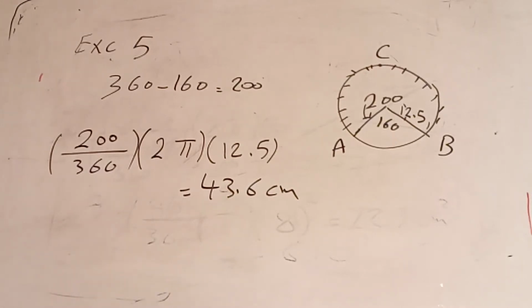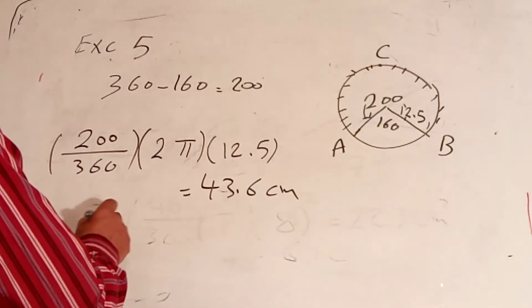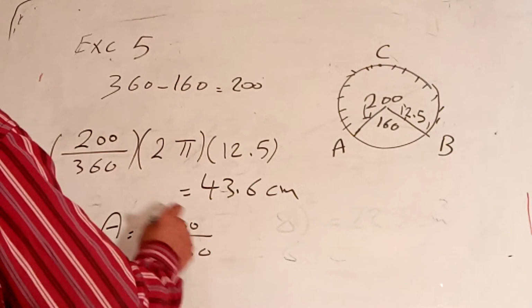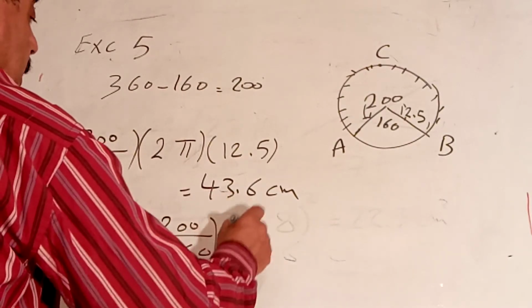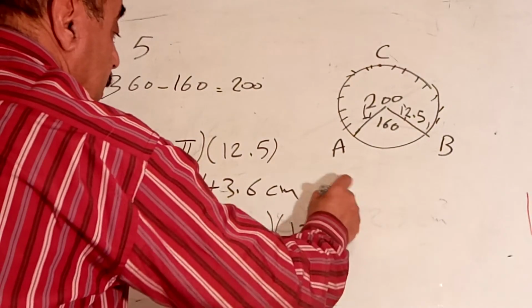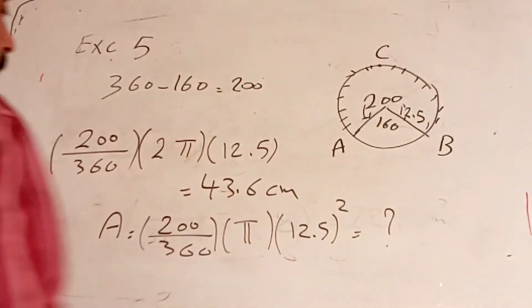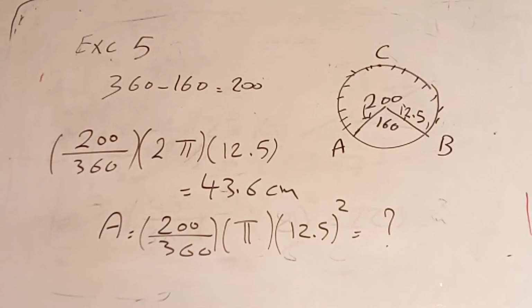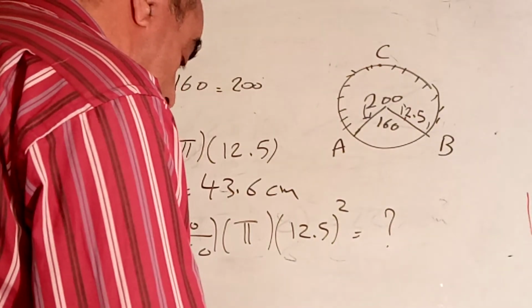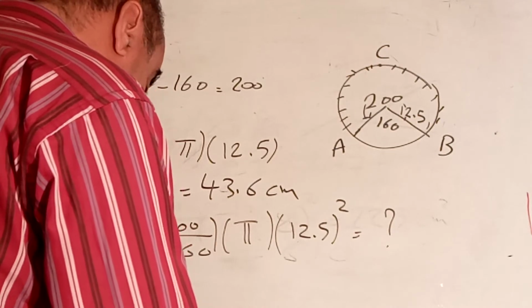Its area A will be 200 divided by 360 multiplied by pi r square, 12.5 square. You have to finish the calculation. Just use your calculator. It's the same principle. I do not see anything different. I do not see anything difficult here.